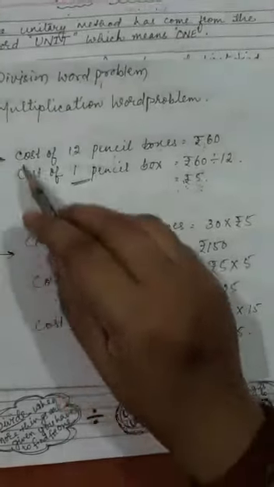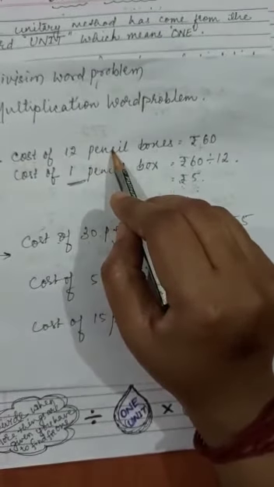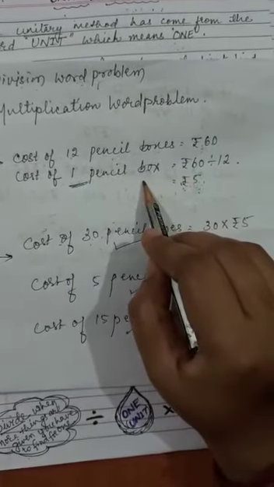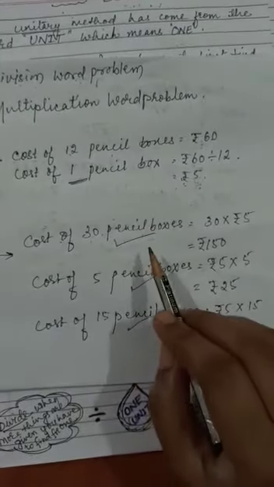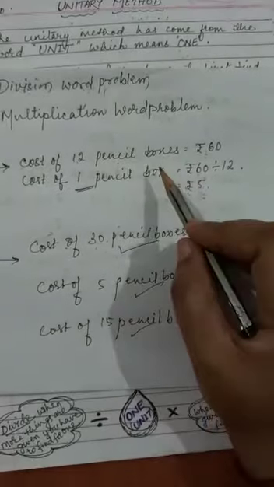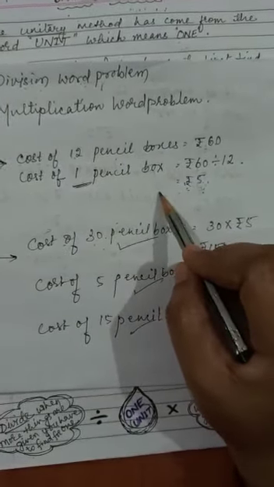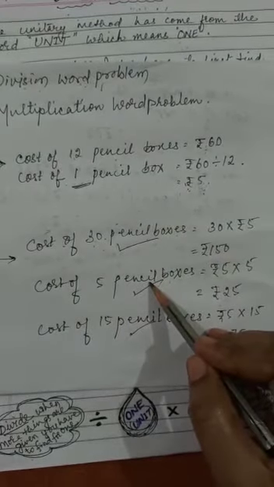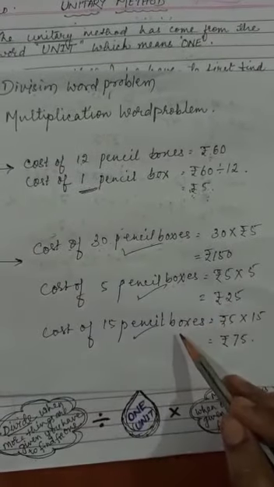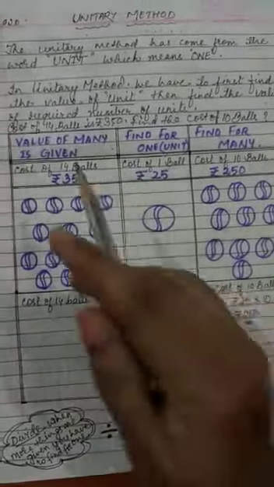So, what did we understand through this concept? When the value of many is given, from that we can find the value of one thing, and using the value of one thing, once again we can find the value of many things. So, the procedure of finding the value of one thing first and using that to find the value of many things is nothing but the unitary method. So, let us understand this through another example.